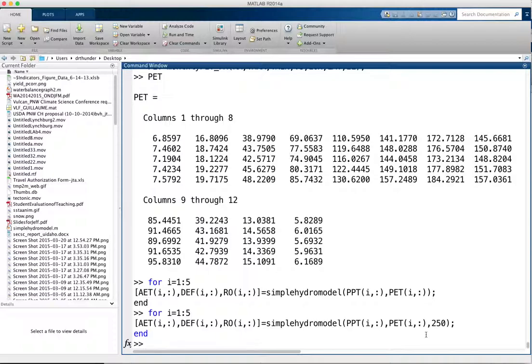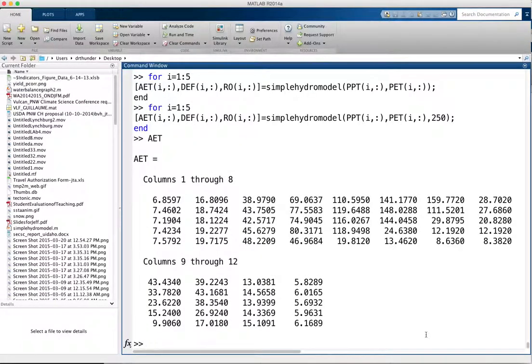So after doing that, what we can do next is look at some of the values. Again, it's a good idea. Let's look at actual evapotranspiration. And what we see here is again values between 6 and 8 for January, and then in July values that are much higher, although you notice here at site number 5, the values are quite a bit lower, and that's actually one of the warmer sites.